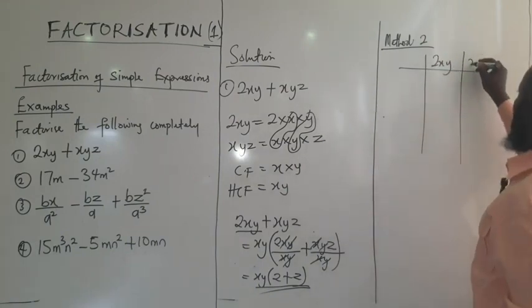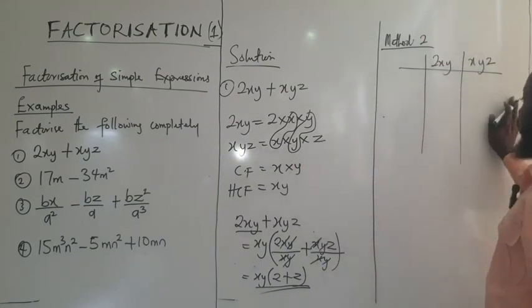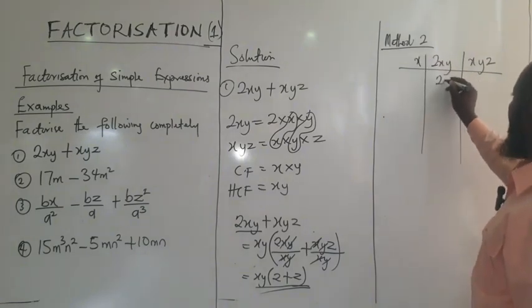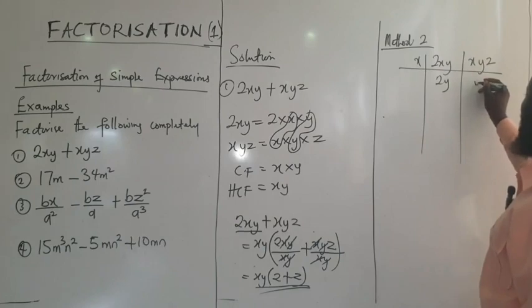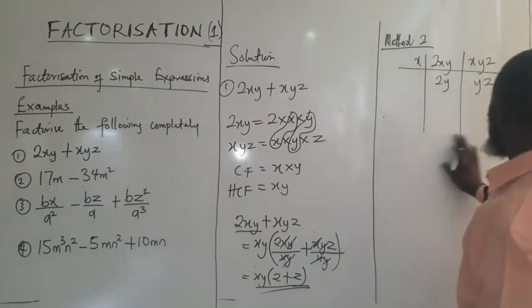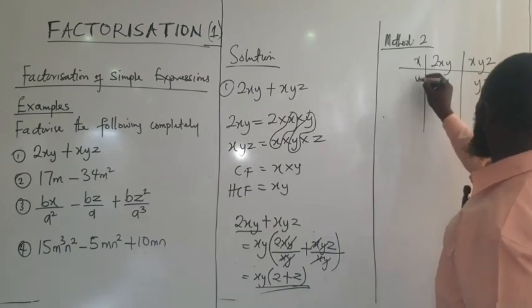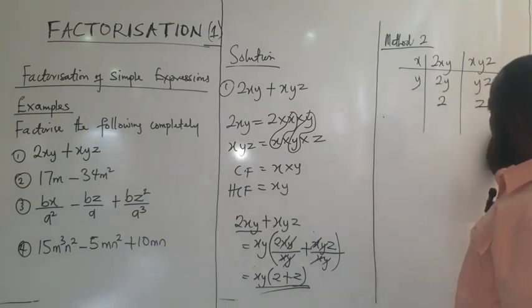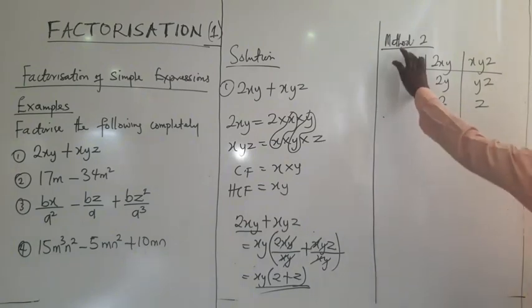And the second one is xyz. So we look for what is common. X is common, that's the first thing. You have 2y left. Then we have yz left. Am I with you? Then the next one, what is common again is y. So we have 2 here left and z left. Nothing is common again. You can see now that we have our ACF here.